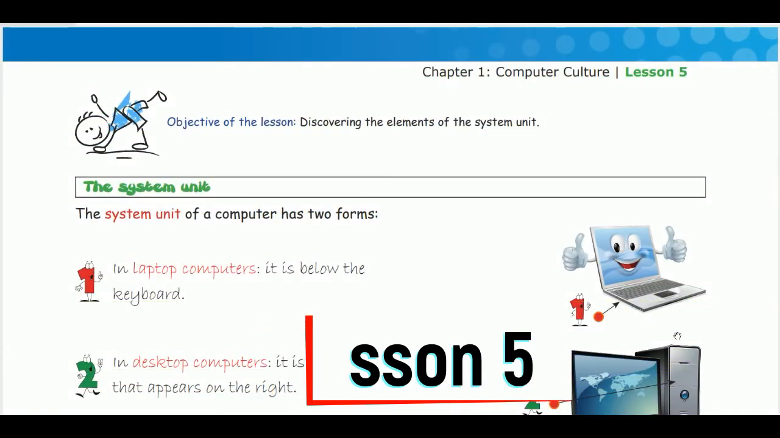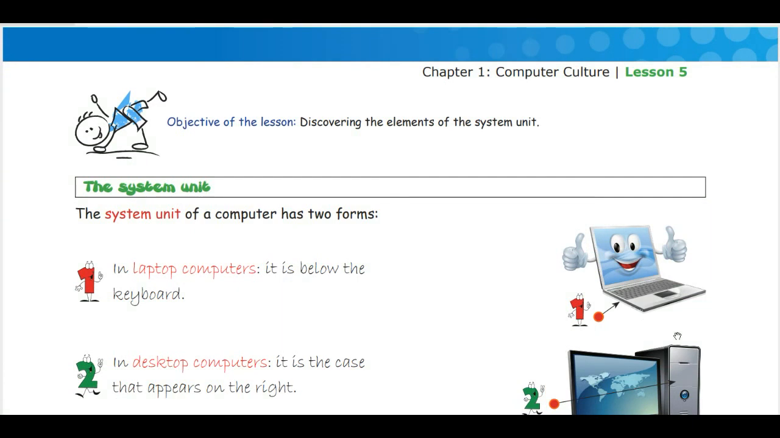Grade 3, Chapter 1, Computer Culture, Lesson 5. The duration of this lesson will be one period. The objective of this lesson is to discover the elements of the system unit, and no software is needed for this lesson.